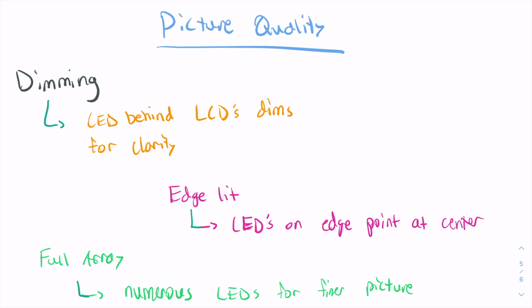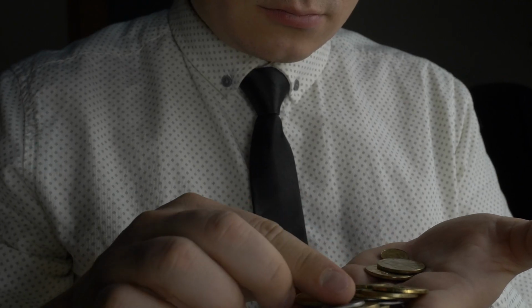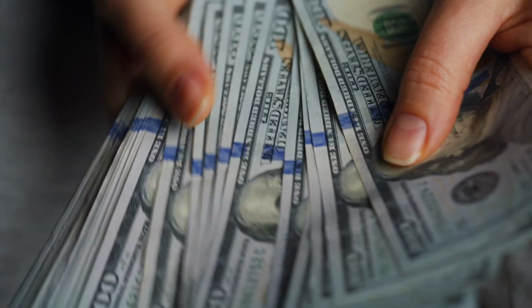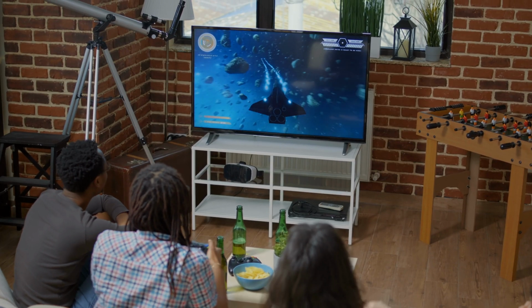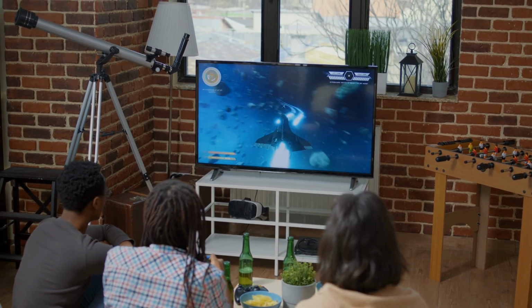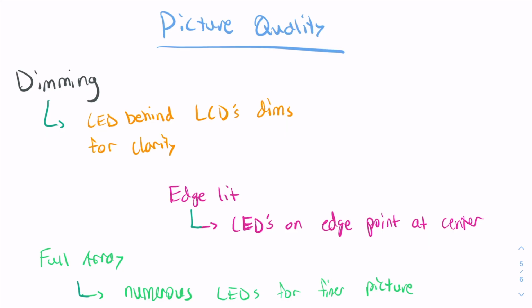Last thing I'll talk about is the picture quality. There's different things that affect the quality of a picture, which is why televisions have from decently inexpensive to extremely expensive price tags. For a good TV, you want some kind of dimming. This is because when you are watching a show, you want to make sure the dark places aren't too dark and the light spaces aren't too light. You want to be able to control the ability to dim these little lights so that you can get a more clear picture. Then you have edge-lit and full array LEDs.